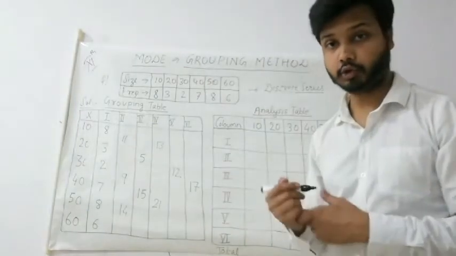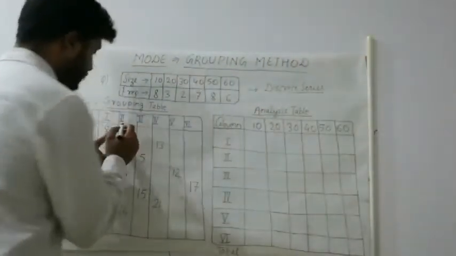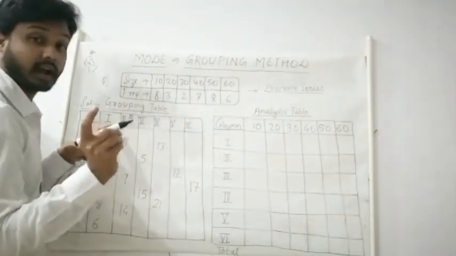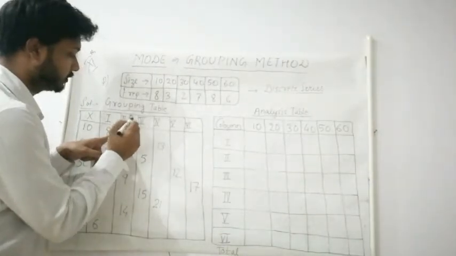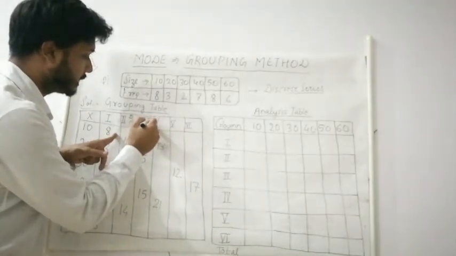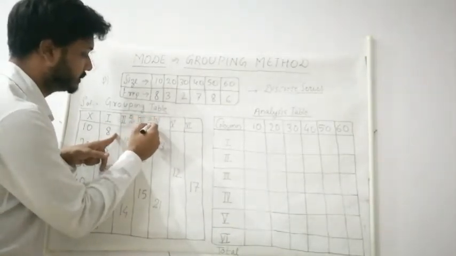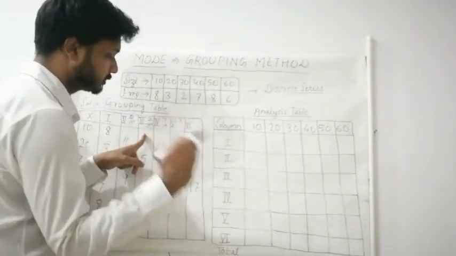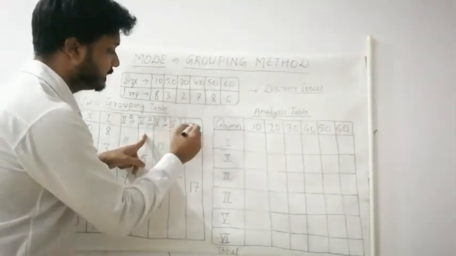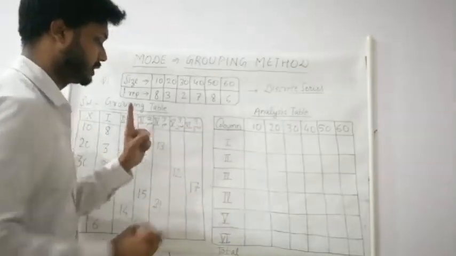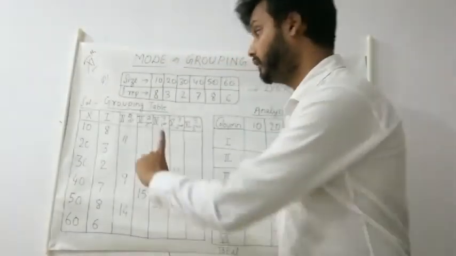See, for making the table you have to remember that we will have to make pairs. In the second column, pairs of two numbers starting from the first number itself. Then in the third column again pairs of two numbers, starting from the second number. Then in the fourth column pairs of three numbers starting from the first number. Here also pairs of three numbers starting from the second, and again pairs of three numbers starting from the third number. This rule will always be followed while making a grouping table.